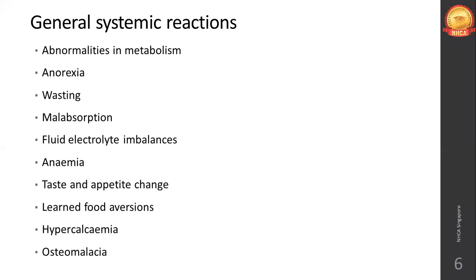And when the tumors keep on growing, whatever protein you are giving to your patient, the tumor will use this protein. The tumor will act as a parasite. Tumor or cancer will act as a parasite and it will use up the protein that actually the host, the patient requires to recover. So these are the abnormalities of metabolism that we see.